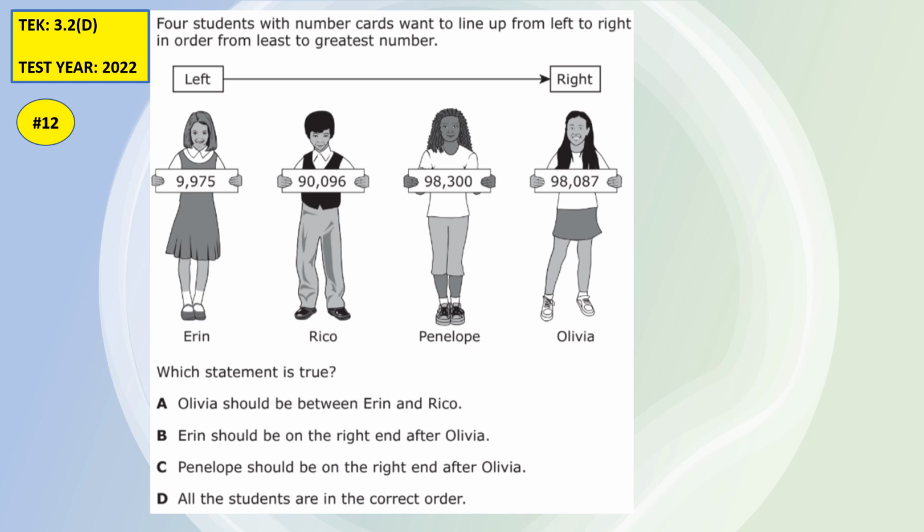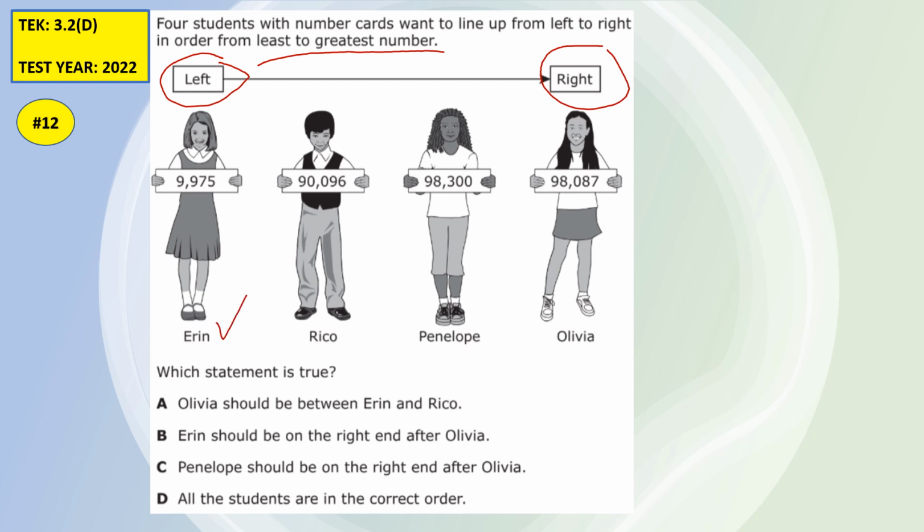All right, let's get to work. So, again, left to right. It's already listed for you, left to right. And we are listing them in order from least to greatest or smallest to largest. So, let's see. Aaron's number is 9,975. And out of the other numbers that are here, Aaron is definitely holding the smallest number. So that's right. She's in the correct place. Aaron's in the correct place already.